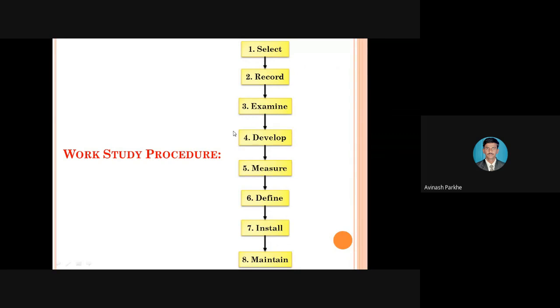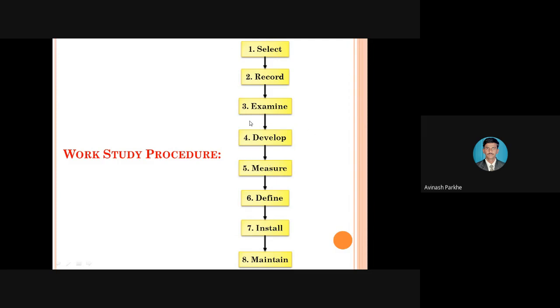And in the fourth step, we have to develop the most economical method. That means whatever unnecessary operations are present in the previous product or in the previous manufacturing process, all those unnecessary operations can be eliminated in the third step, that is, in the examine step. And after eliminating the unnecessary operations, we can develop the most economical method in the fourth step.